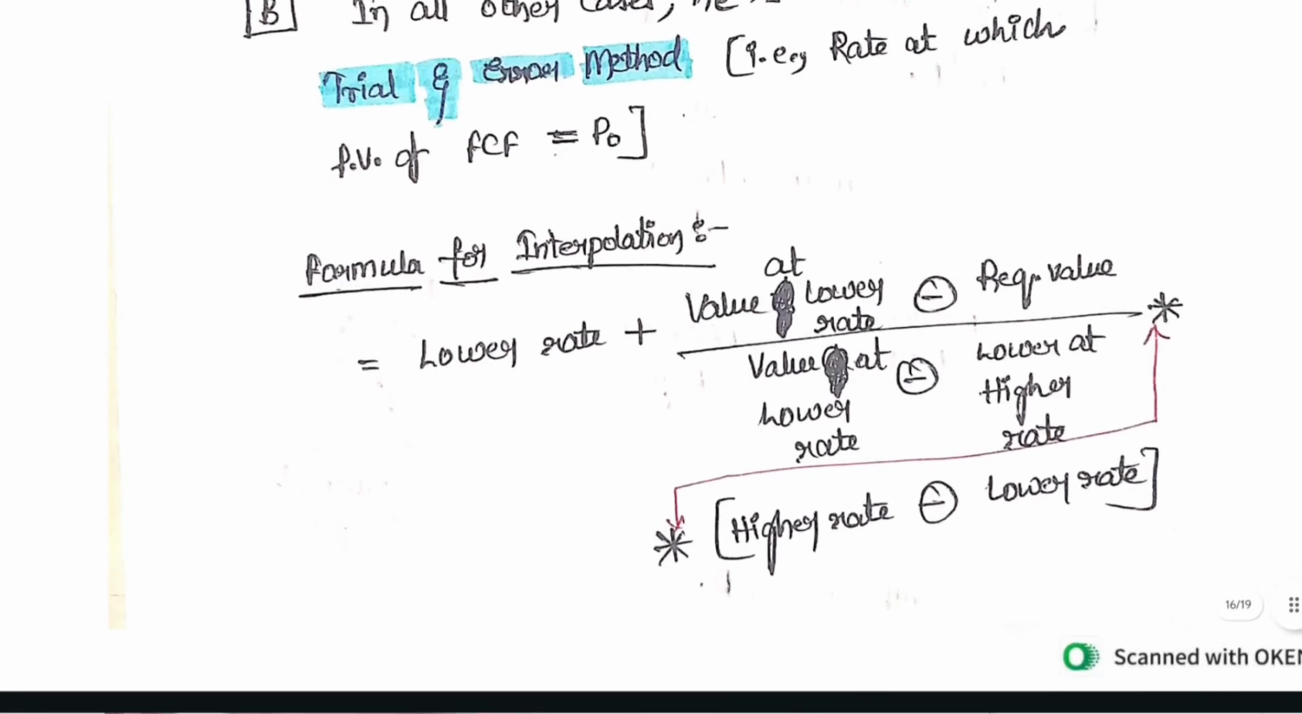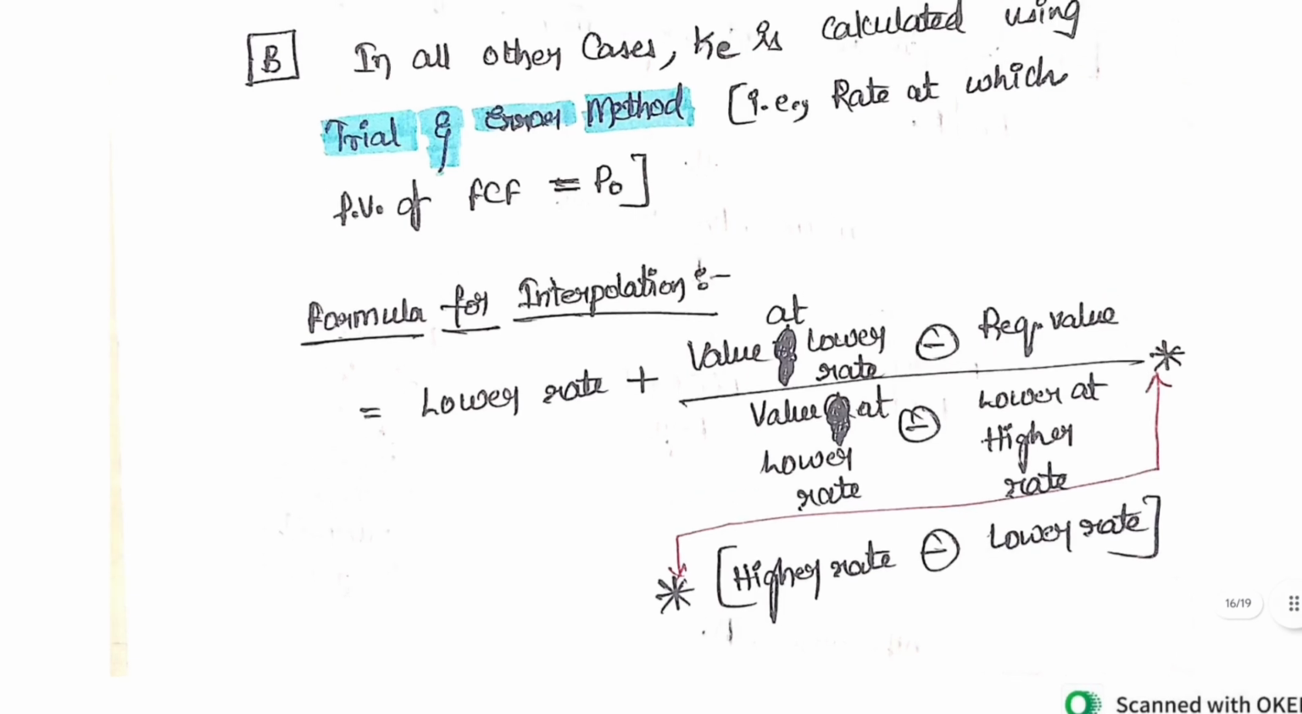Formula for interpolation: lower rate plus (value at lower rate minus required value) divided by (value at lower rate minus value at higher rate) into (higher rate minus lower rate). This is the formula for calculating interpolation.